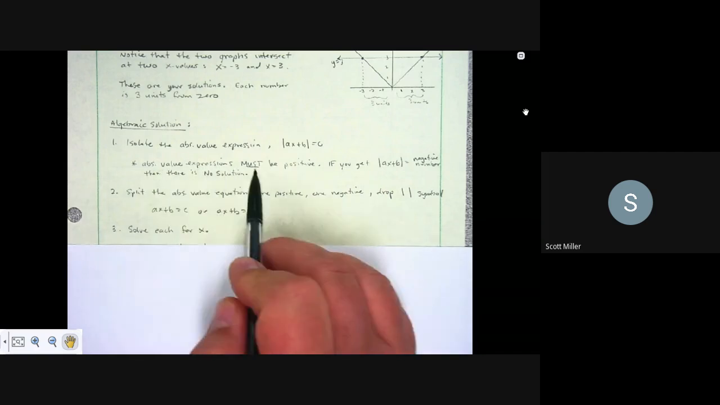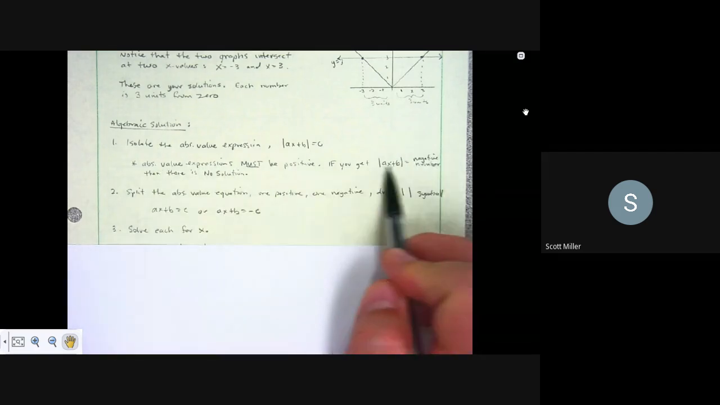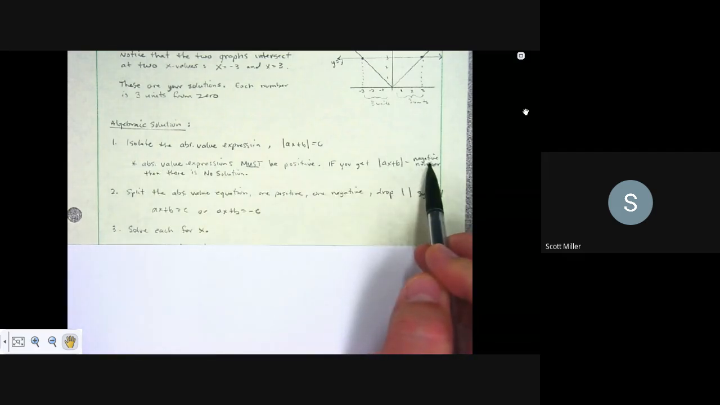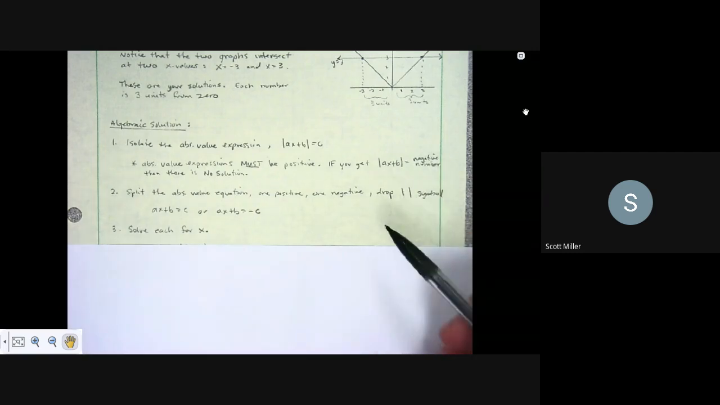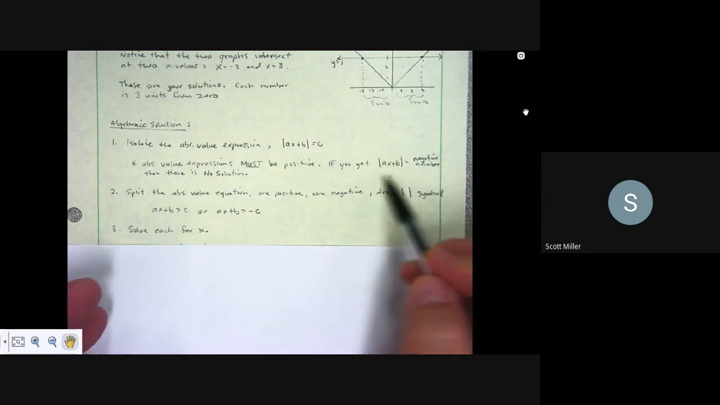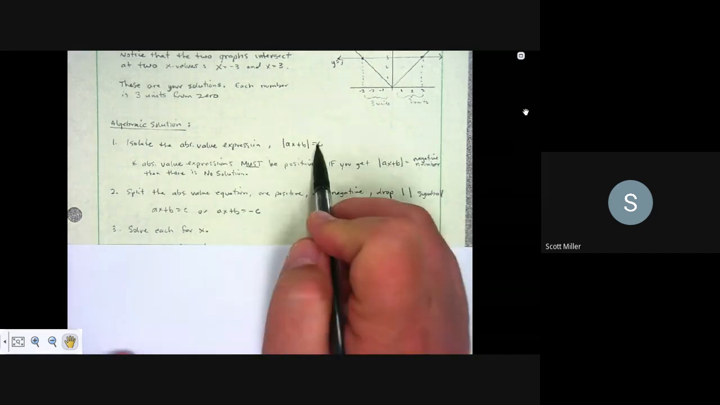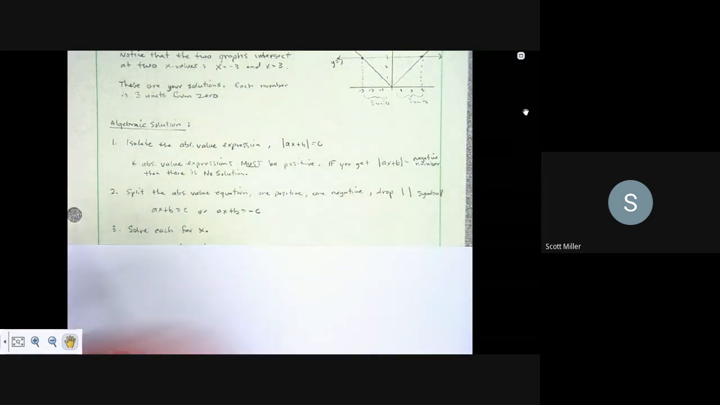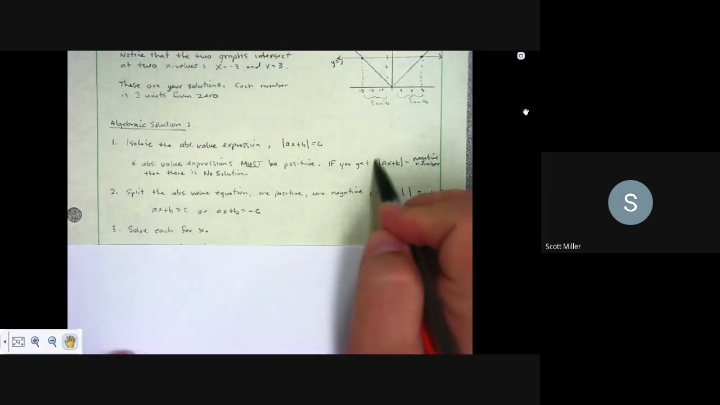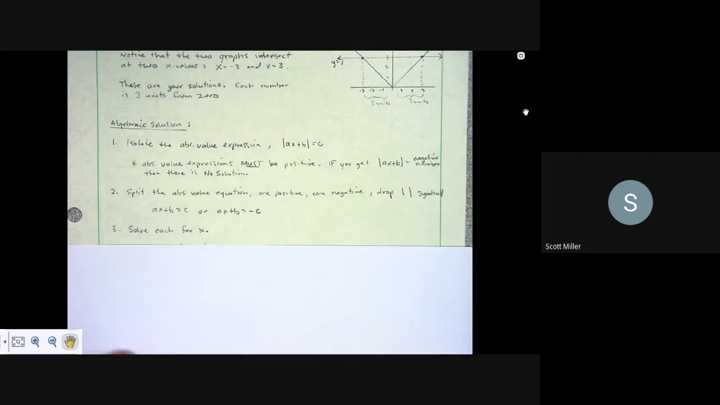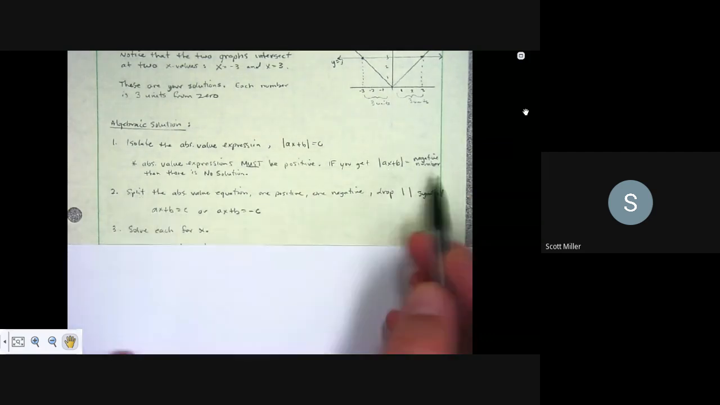Absolute value expressions must be positive. So if you get this to equal a negative number, then you know that you have no solution. There's no way an absolute value expression is going to be a negative value. Now, the number you plug in could be negative, but the absolute value expression cannot be negative. So if that happens, you know you don't have a solution.